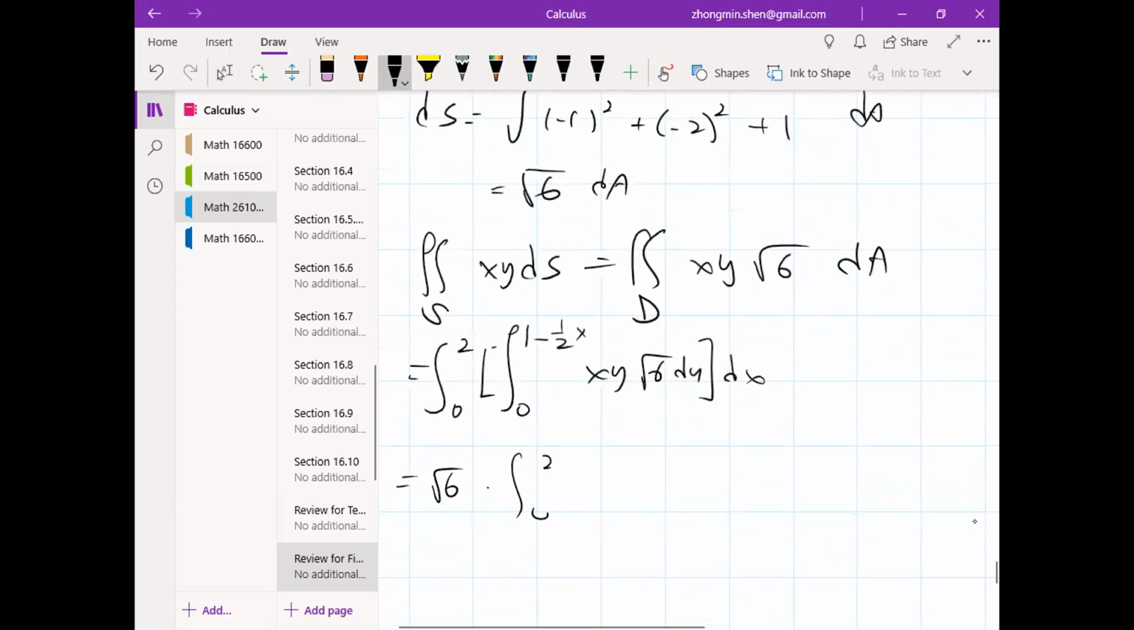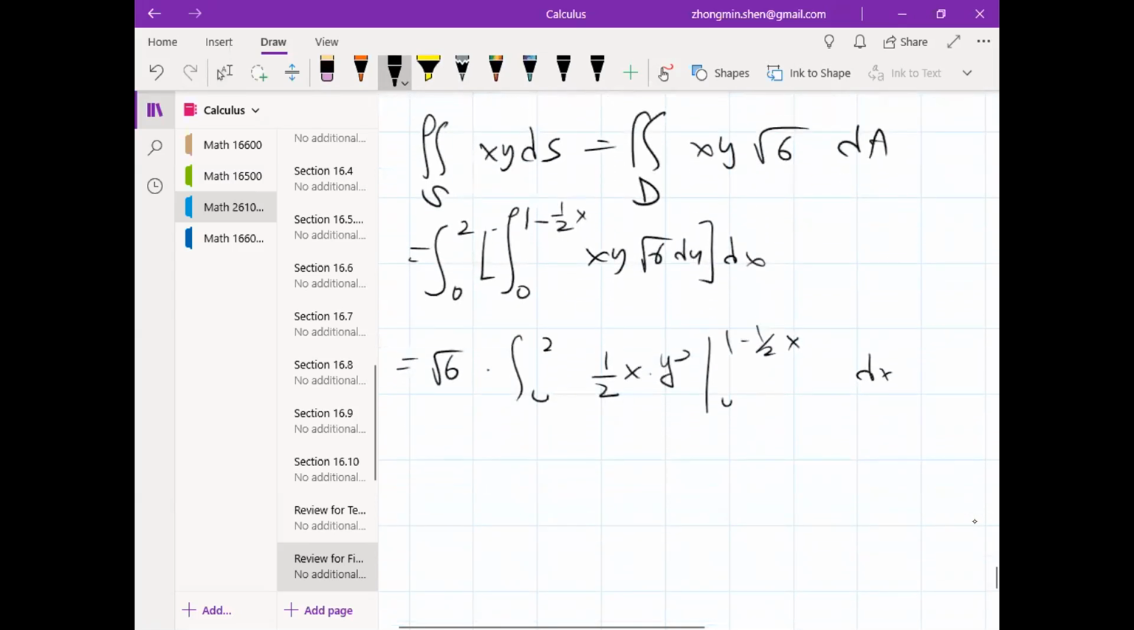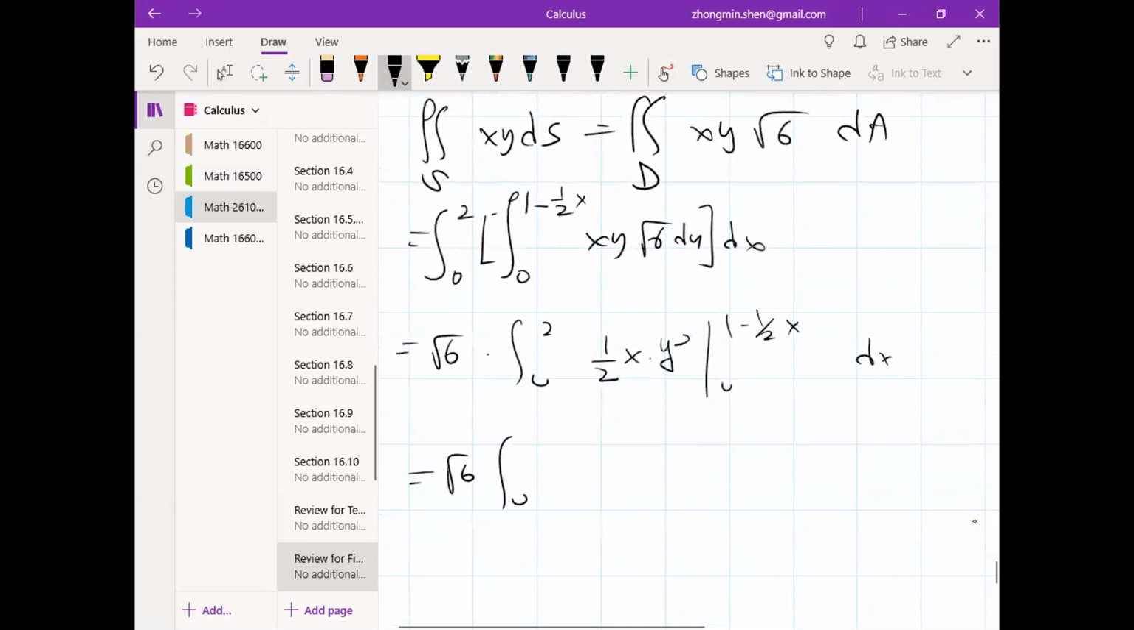The antiderivative of x times y with respect to y is going to be half of x times y squared. So I will get, taking the 2 out, x times (1 minus 1 half of x) squared. You know how to evaluate this integral. I'll stop here for this particular problem.